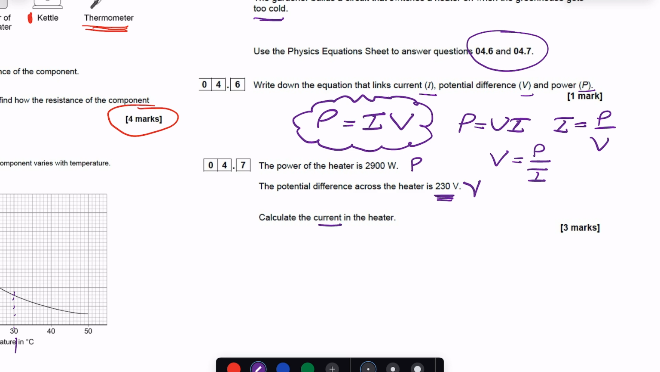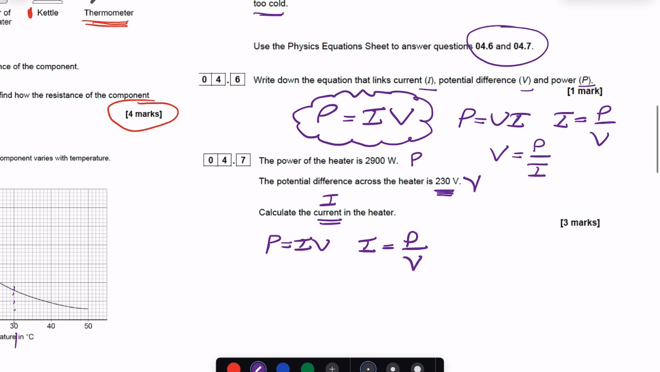It says calculate the current in the heater. That's I. That's my current. So I'm going to need to rearrange this equation like I did a moment ago. P equals IV becomes I equals P divided by V. Now, I've done other videos on how to rearrange equations. There's a whole set of those. So look at those if you're still struggling with that. But having got I equals P divided by V, I can then just put the numbers in. It equals 2,900 divided by 230. And if I do that on my calculator, I get 12.6 and some bits and bobs of extra numbers. And that's in amps, okay?